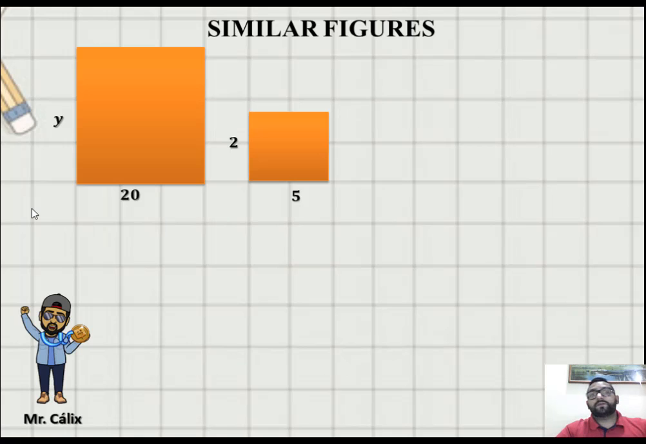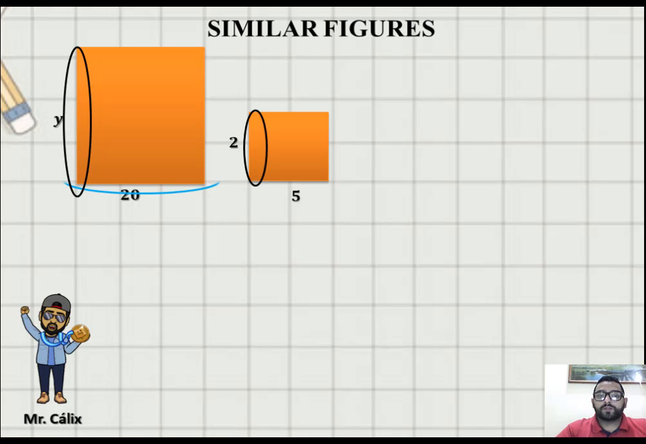Now the last one. We have these two similar rectangles, and this corresponding side is with 2 here, and the 20 is corresponding with 5. To write the ratio or proportion, we are going to write y over 2, because we compare the y with the 2, and 20 with 5. Then cross product, and we're going to have 5 times y, which is 5y, and 2 times 20.